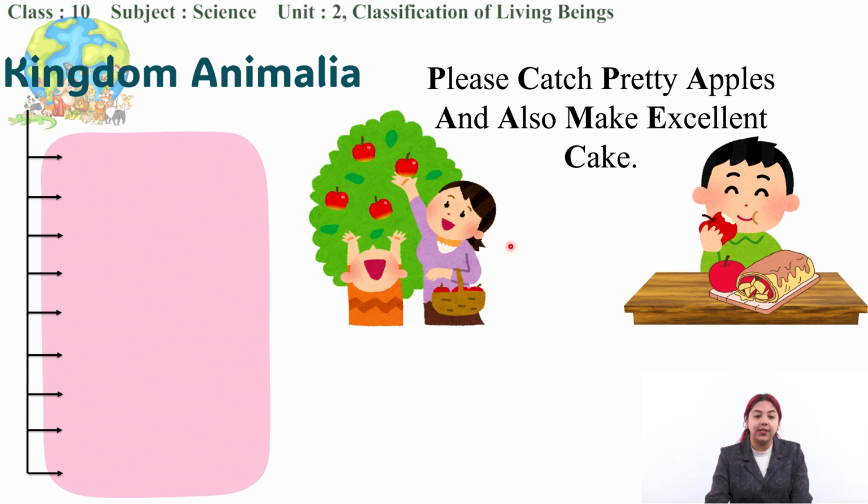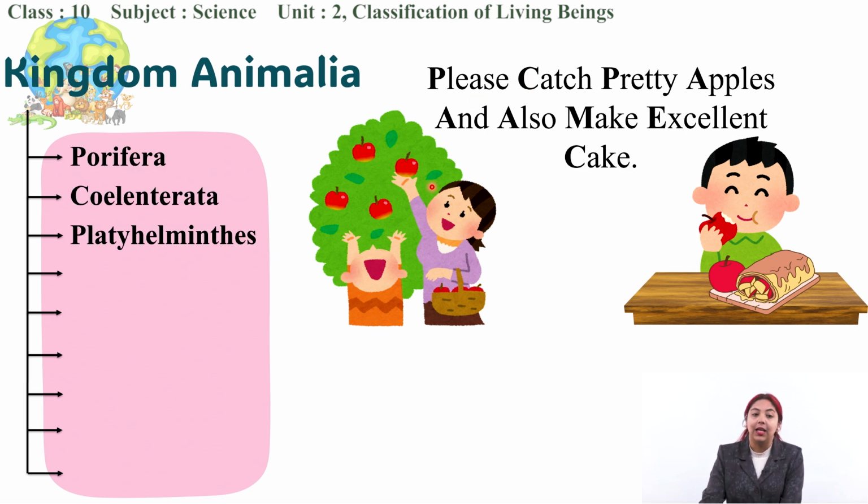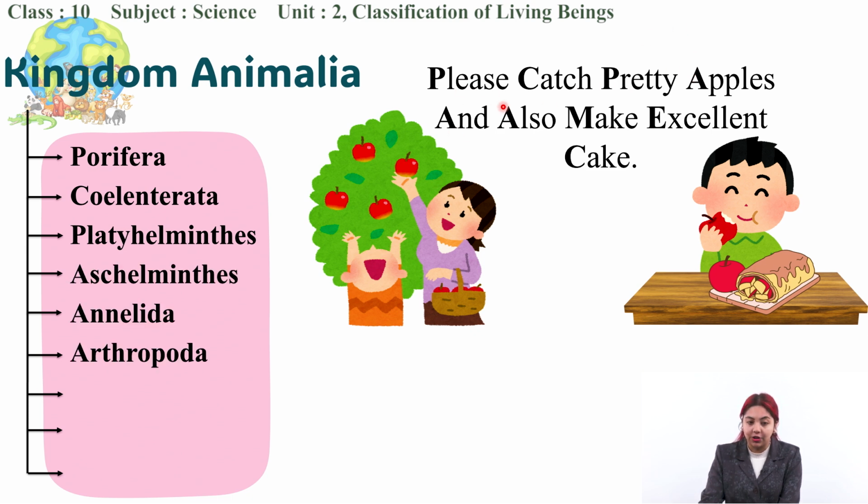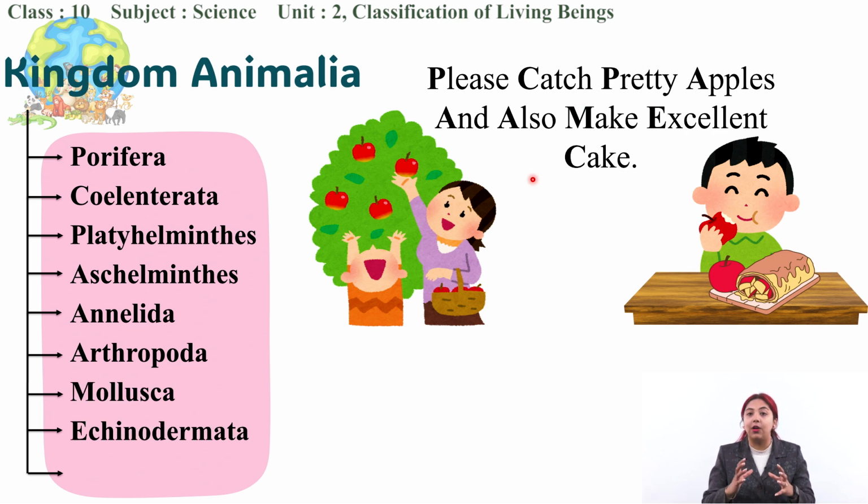So the first phylum is Porifera. Then we have Coelenterata, Platyhelminthes, Aschelminthes, Annelida, Arthropoda, Mollusca, Echinodermata. These are all the invertebrates. And the last phylum is Chordata, within which lie the vertebrates.